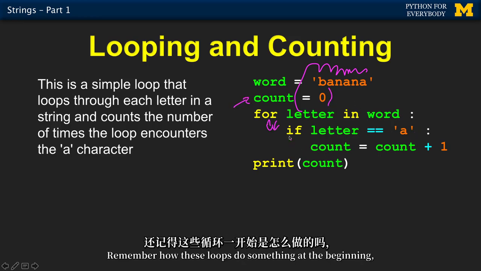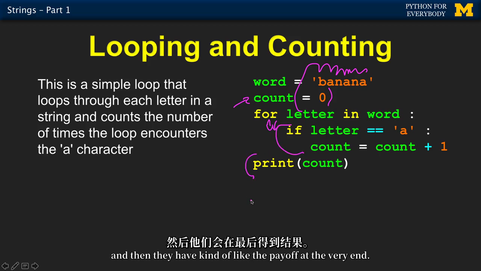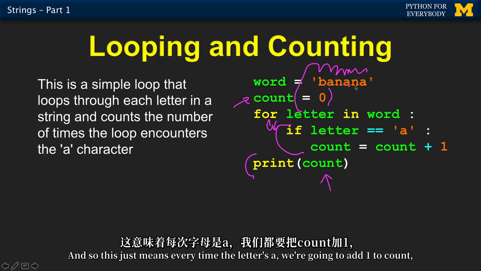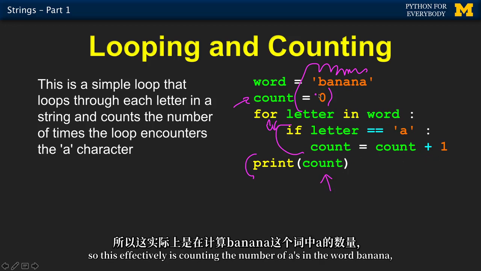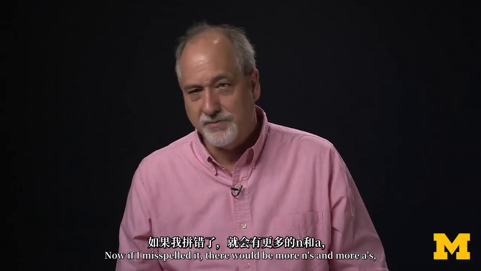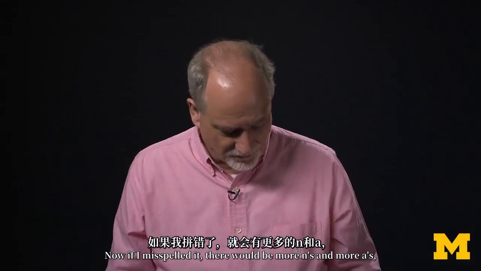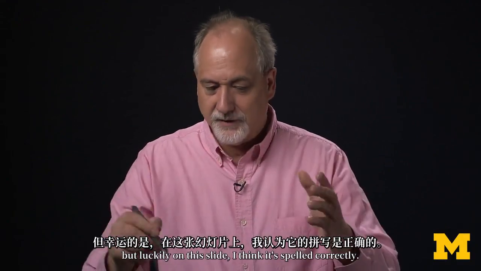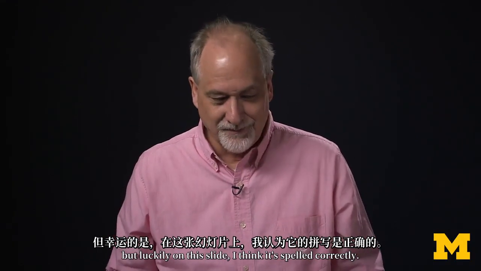Remember how these loops do something at the beginning, they do something in the middle, and then they have kind of like the payoff at the very end. And so this just means every time the letter is A, we're going to add 1 to count. So this effectively is counting the number of A's in the word banana. And out comes 3, because there are 3 A's. Now, if I misspelled it, there would be more N's and more A's, but luckily on this slide, I think it's spelled correctly.